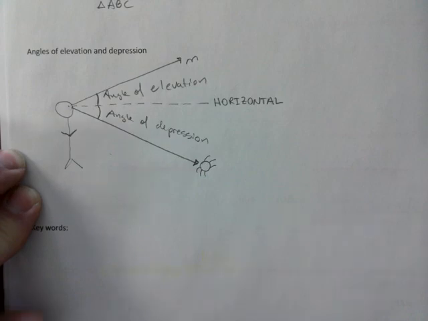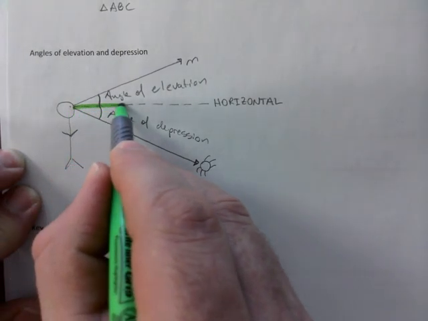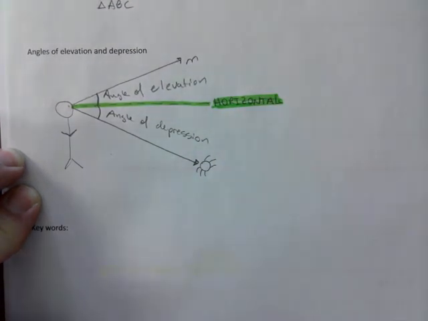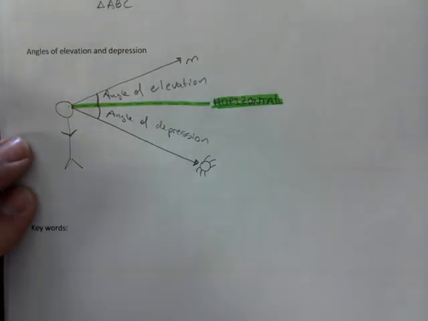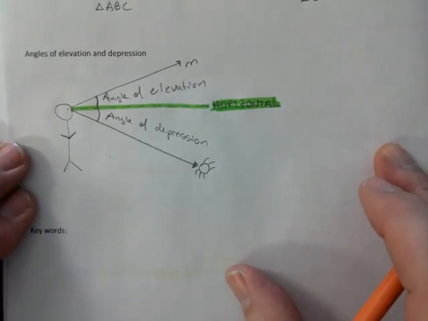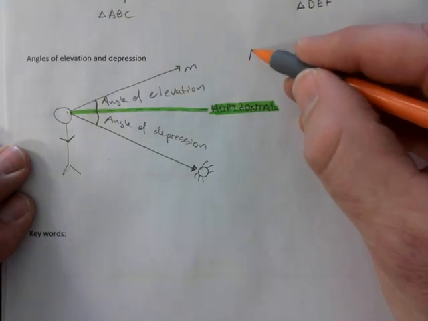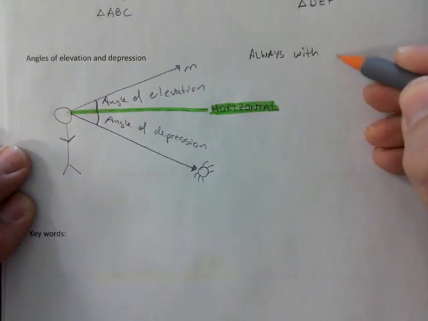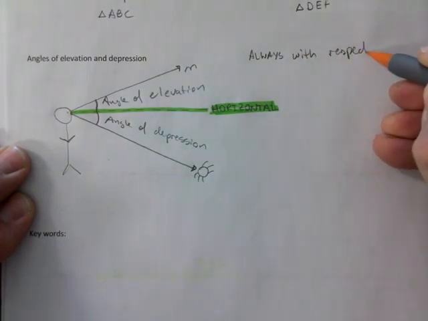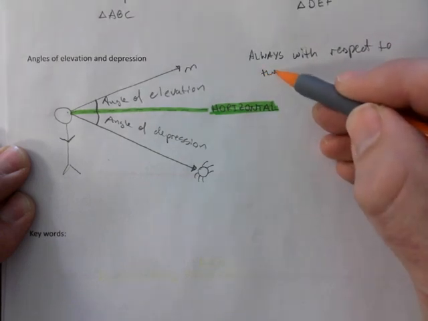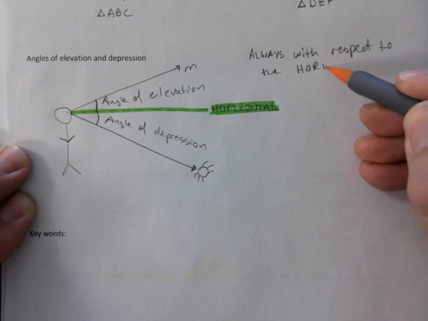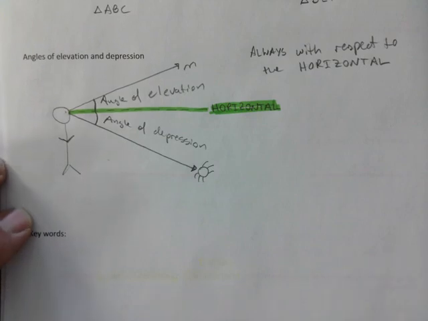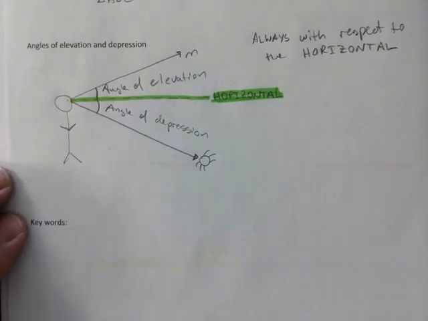If you have a highlighter, I will make sure that this horizontal is very clearly seen. I will make a note here: always with respect to the horizontal. Always with respect to the horizontal.